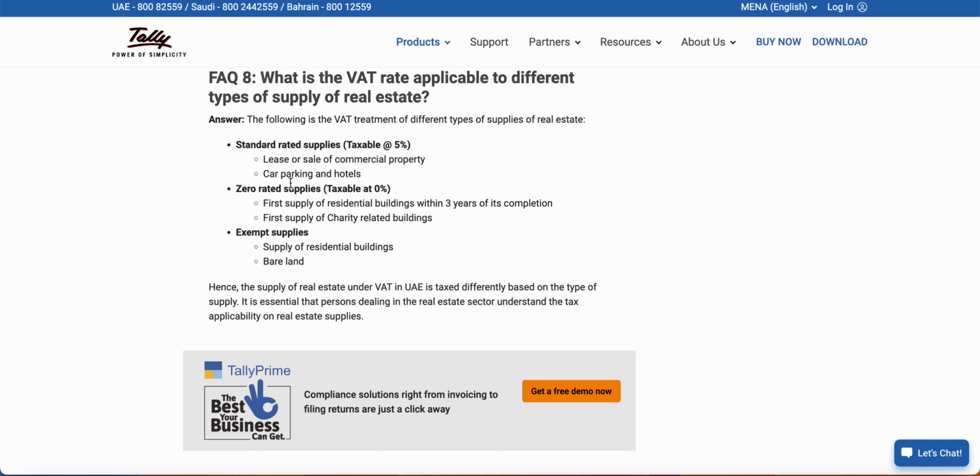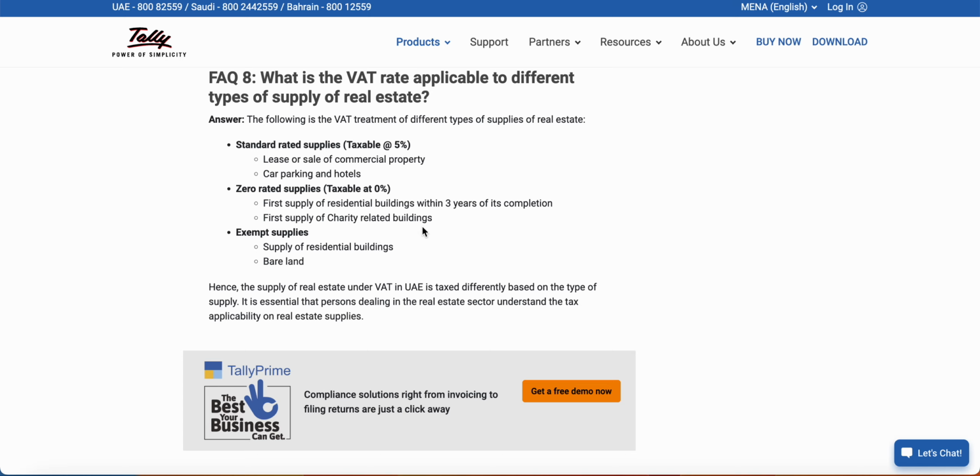If you sell real estate relating to car parking and hotels, you have to charge the standard rate of 5%. Actually we all call it sales, but the law calls it supply. If you supply a residential building within 3 years of its completion, that means that if you make a residential property as a builder, or if you buy that property that has been built, then 0% tax will be charged if it's sold in the first 3 years.